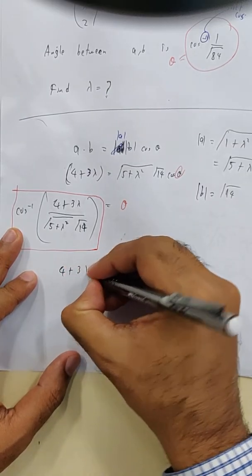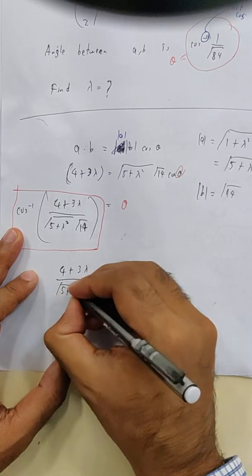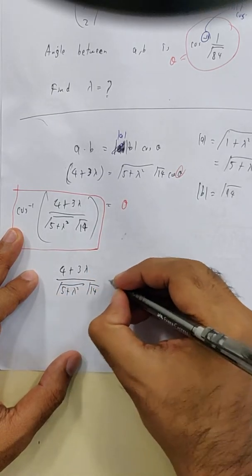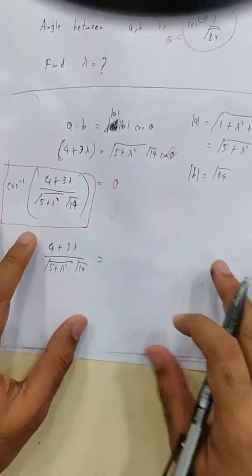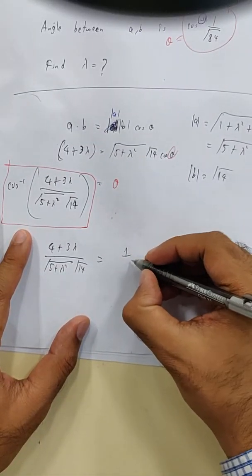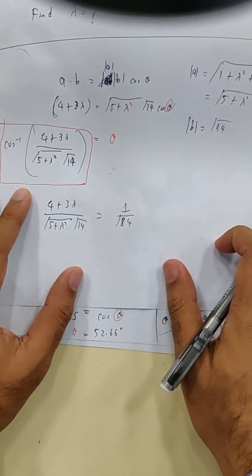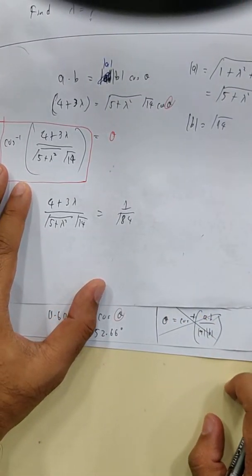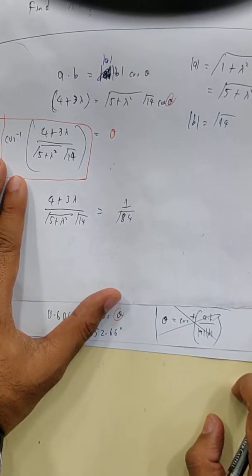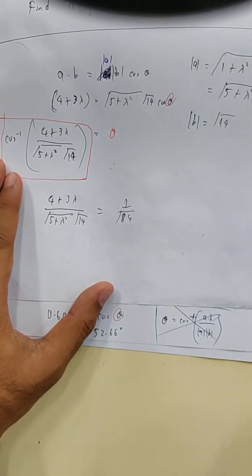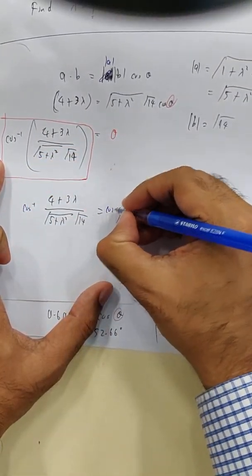4 plus 3 lambda over 5 plus lambda squared, 14. This thing equals to 1 over square root 84. Are you still alive? That's a good thing to hear. Of course, you can say, sir, can I take with a cos negative 1 as well, sir? Yes, you can.